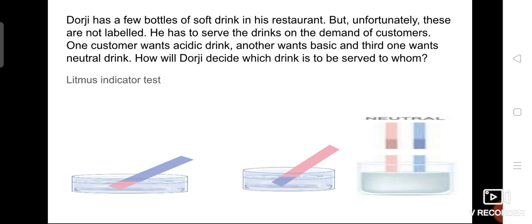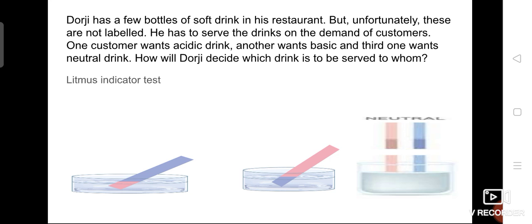First, what you have to do is take some amount of liquid from that bottle in a test tube or whatever it is. Then dip the red litmus paper as well as the blue litmus paper and identify the color change. Suppose it turns blue litmus red, then what will it be? Blue to red. That is definitely an acid soft drink. Suppose it turns red litmus blue, then it is a base soft drink.